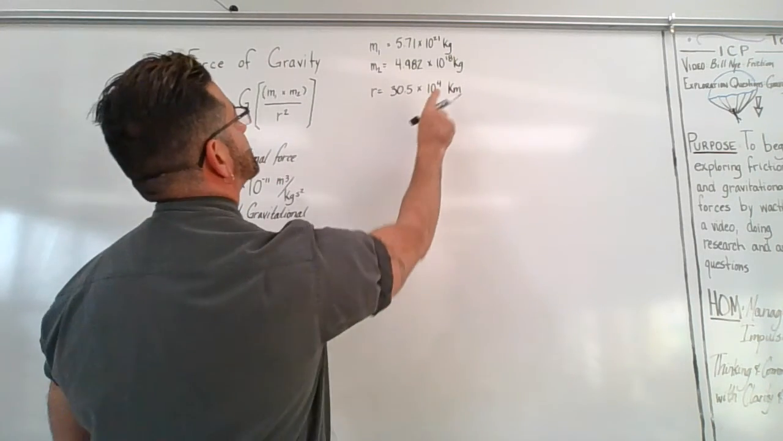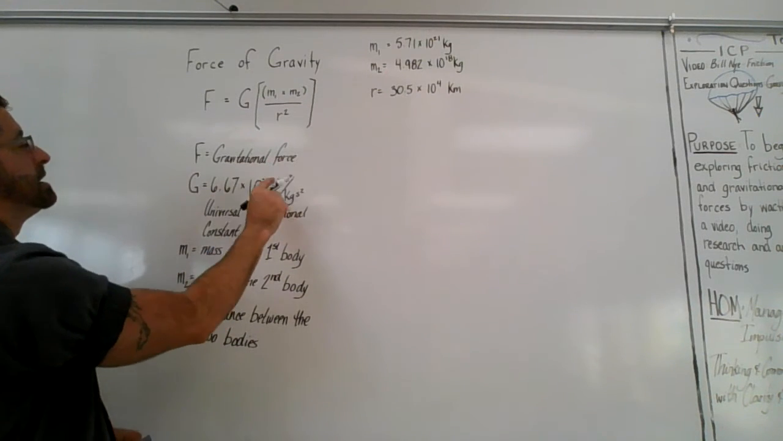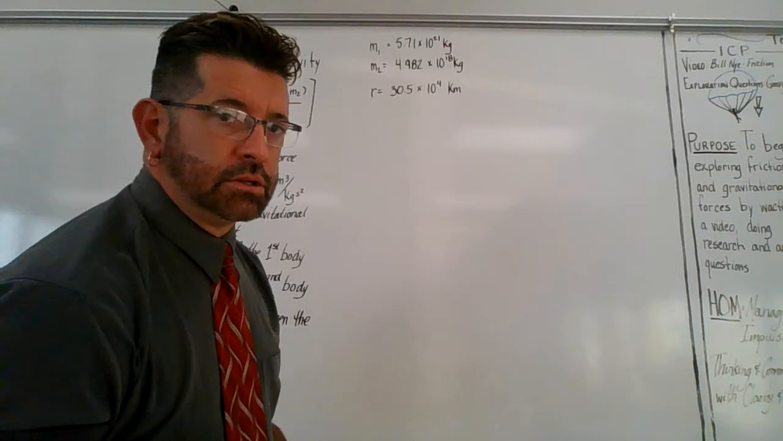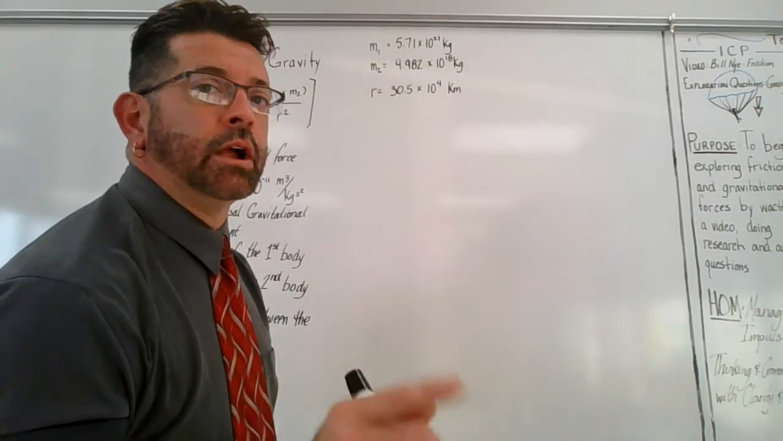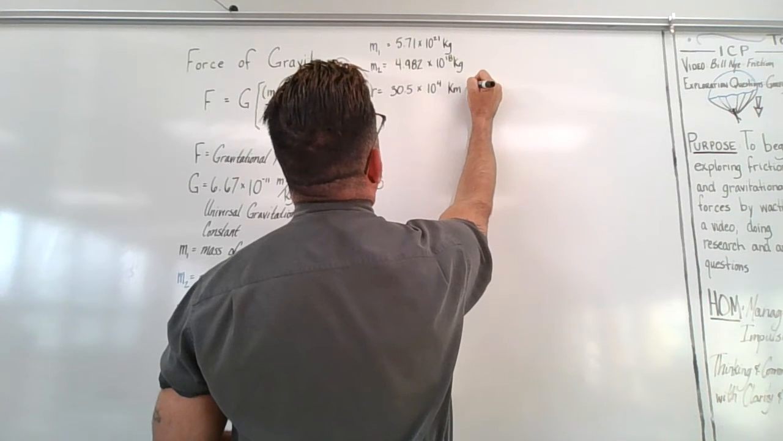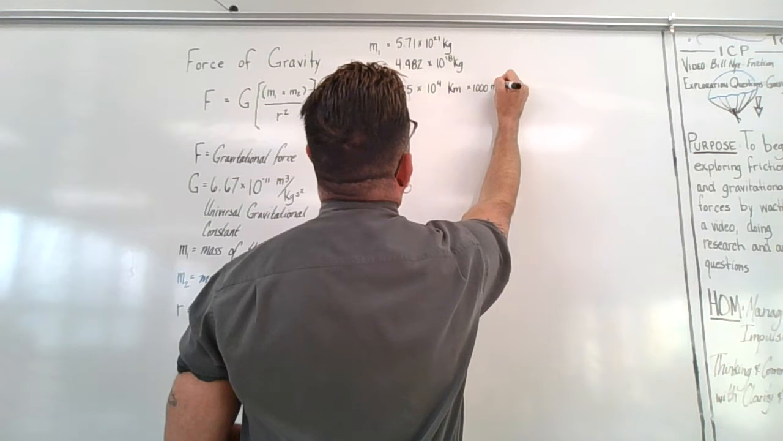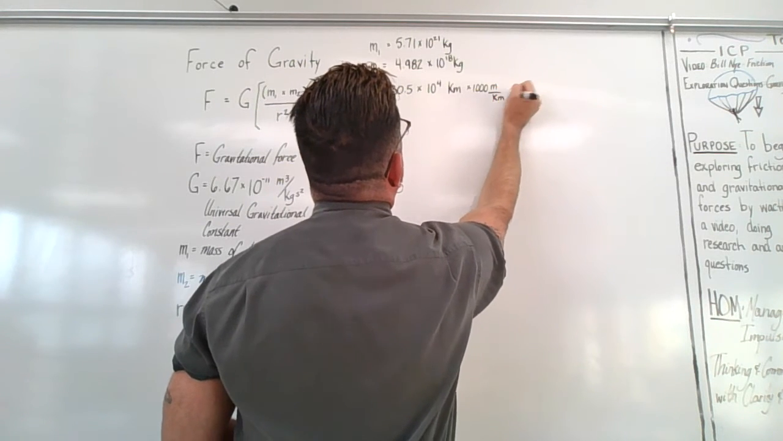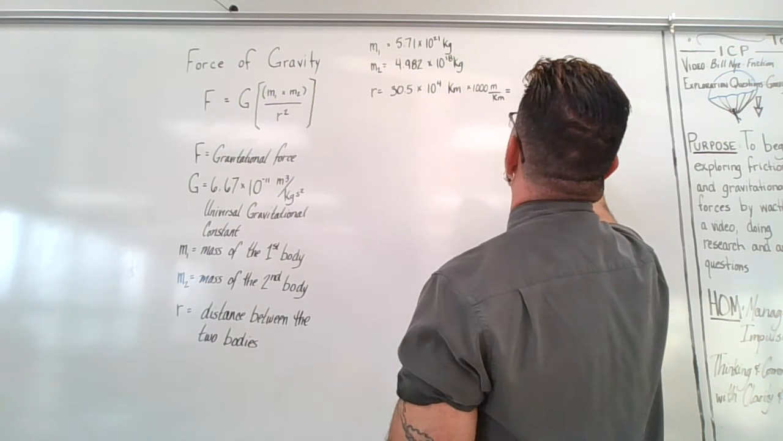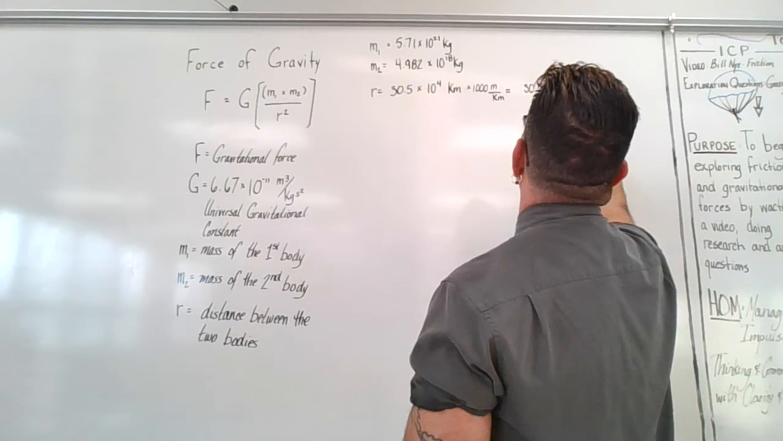But catch this. This is in kilometers. Here, your units are in meters. So you have to either change the cubed meters into cubed kilometers, which you don't want to do, or you can easily flip this just by multiplying by 1,000 meters per kilometer. And you get 30.5 times 10 to the 7th meters.